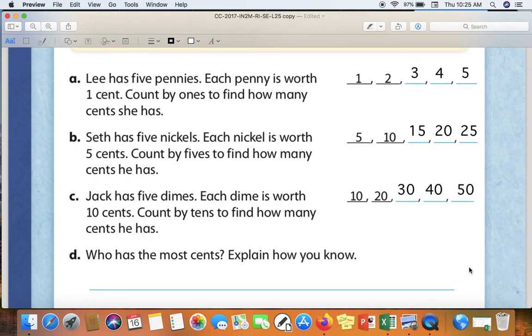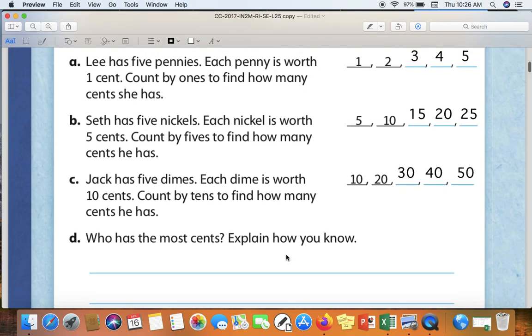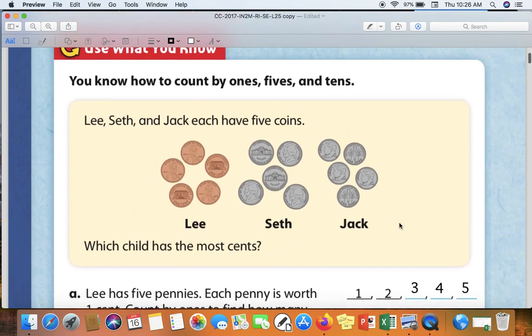The question I want you to answer is, who has the most cents? Explain how you know. Here are their coins again. Which student has the most cents? Explain how you know. Send me that answer back.